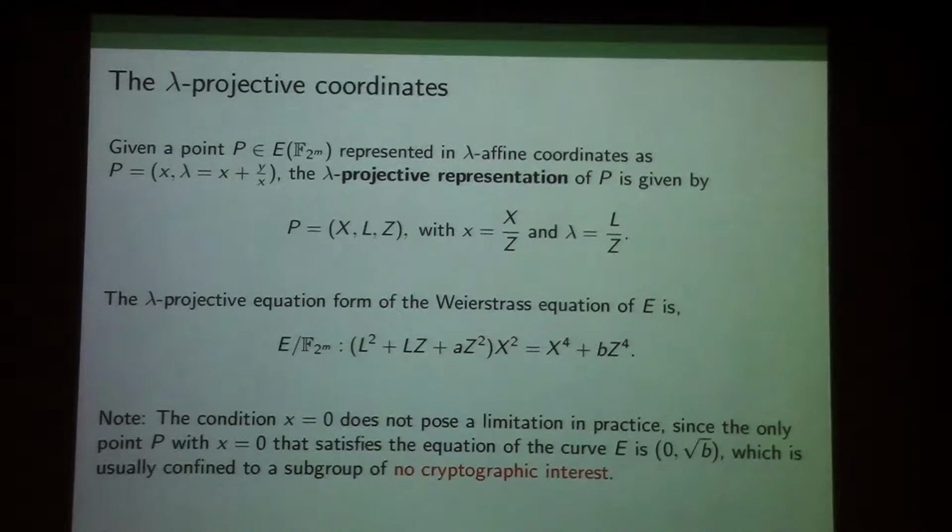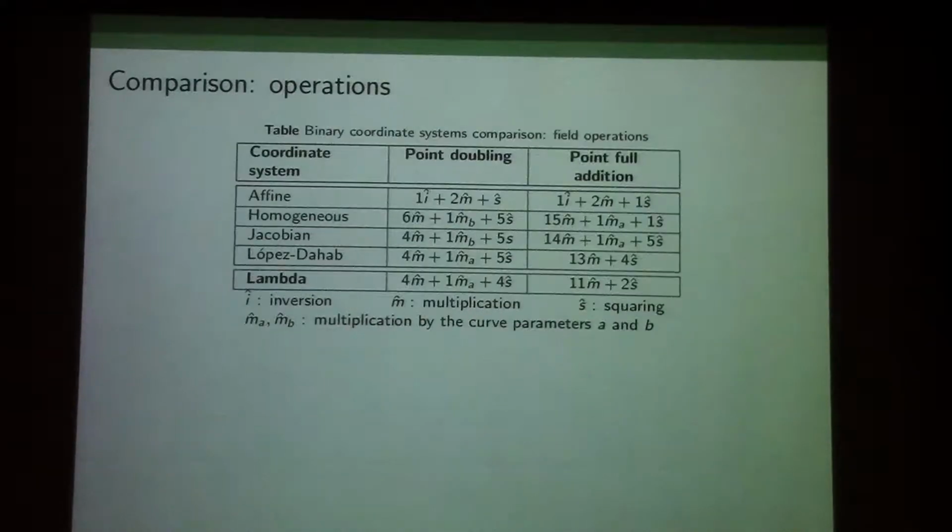So the condition that x equals 0, in practice there is no problem with that, because the only point that satisfies this condition x equals 0 is this one, 0 and square root of b. And this point belongs to a subgroup of non-cryptographic interest because it's too small. Okay? So what's the advantage of these coordinates?